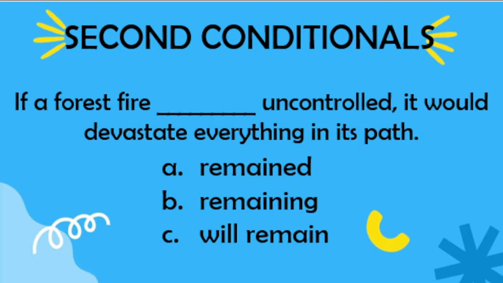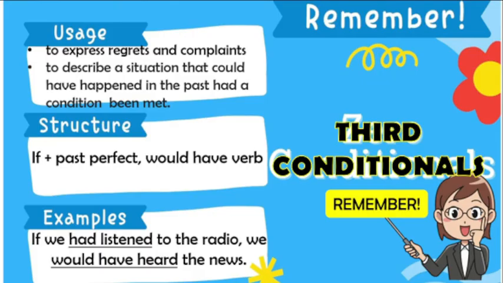Answer, if a forest fire remained uncontrolled, it would devastate everything in its path. Okay, our verbs here are remained and would devastate.